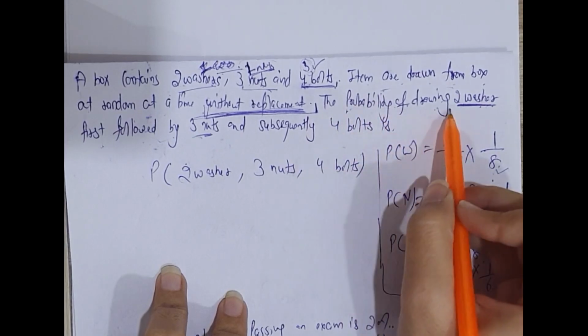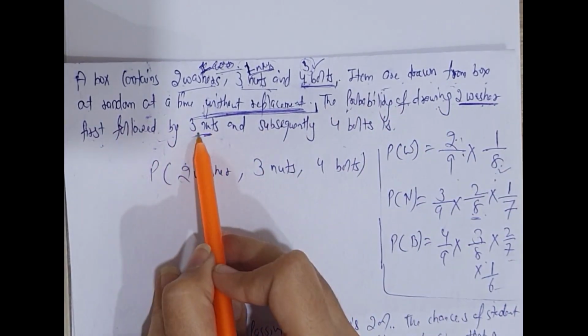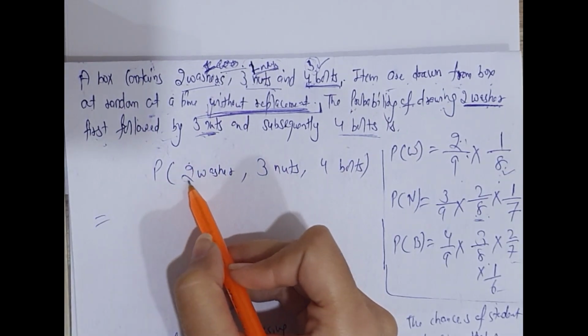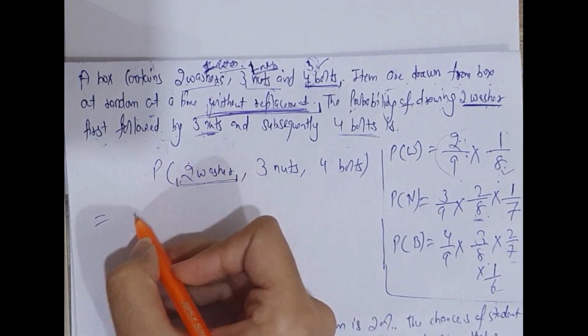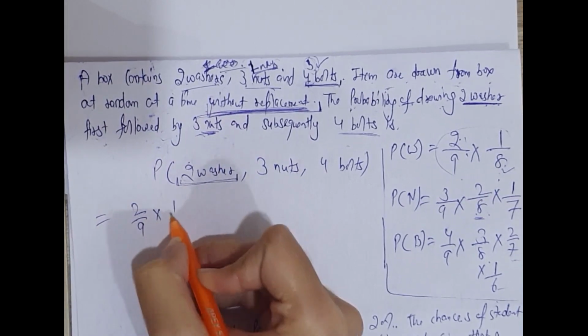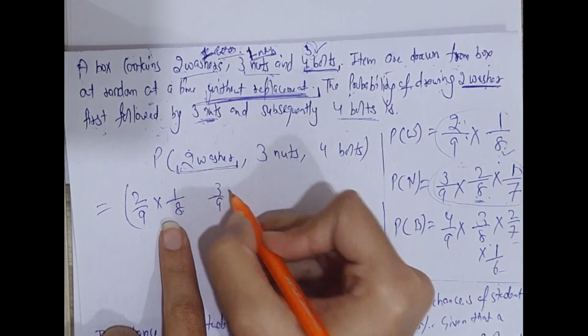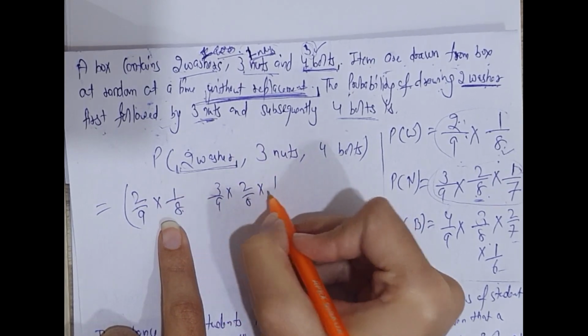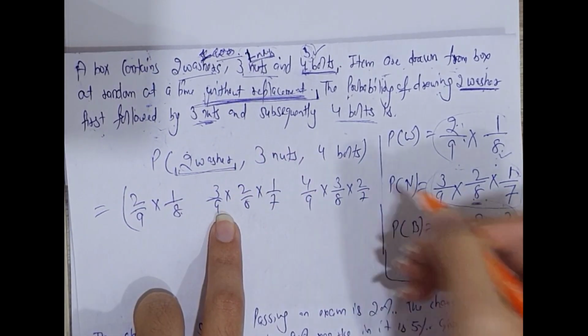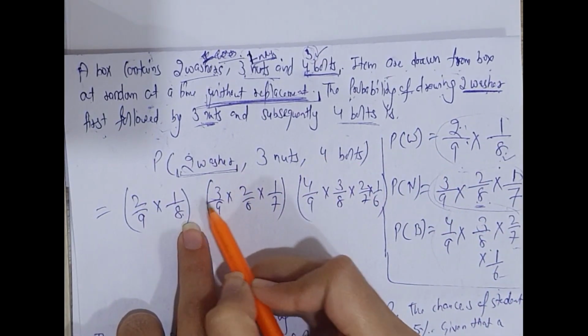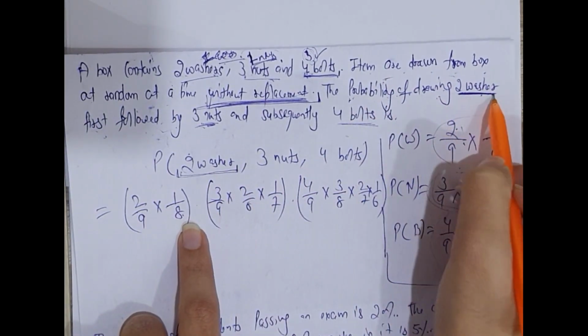They are saying probability of drawing 2 washers first followed by 3 nuts and subsequently 4 bolts. It means that they are asking to find probability of drawing, if 2 washers get drawn, probability of drawing nuts, that is... Now what we have to put between that. They are saying probability of drawing 2 washers.